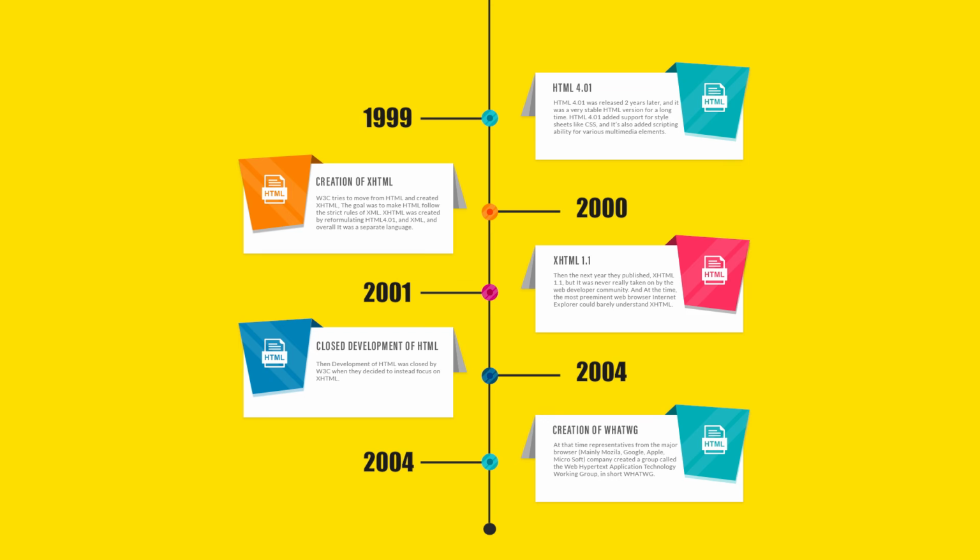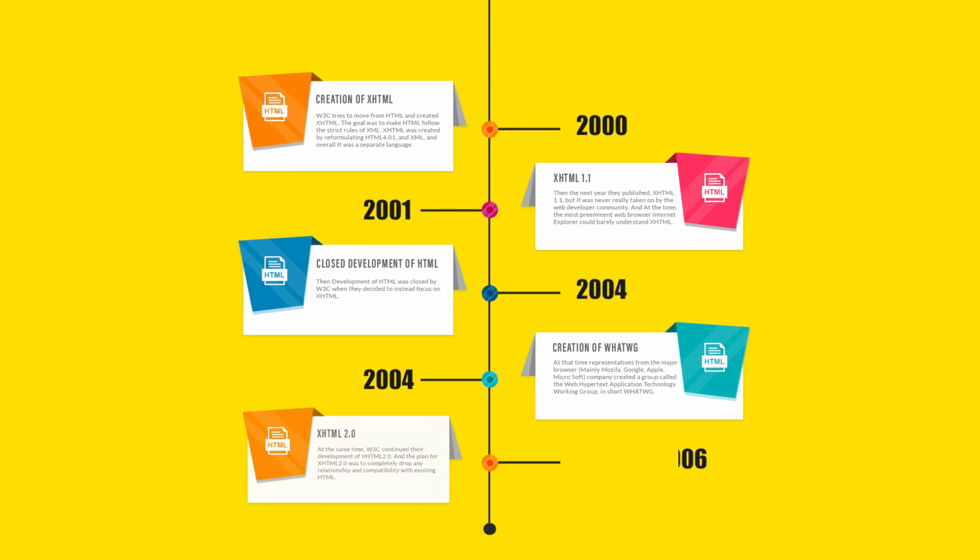They mainly focused on two things: a pragmatic evolution of what browsers already supported and what developers wanted to achieve. At the same time, W3C continued their development of XHTML 2.0, and the plan for XHTML 2.0 was to completely drop any relationship and compatibility with existing HTML code.